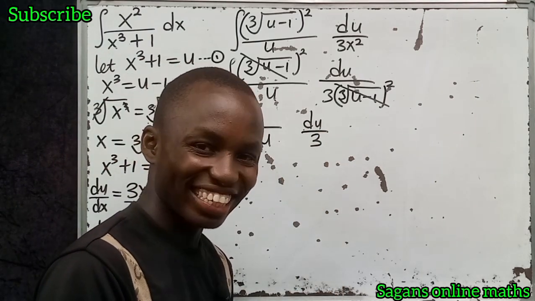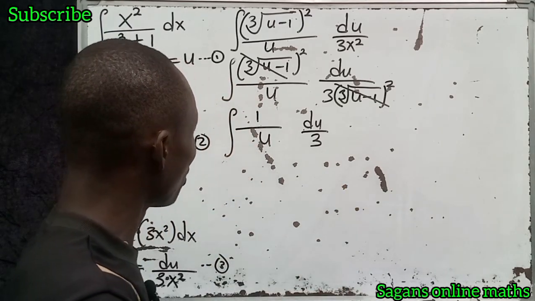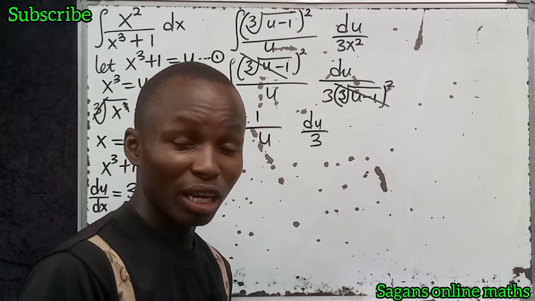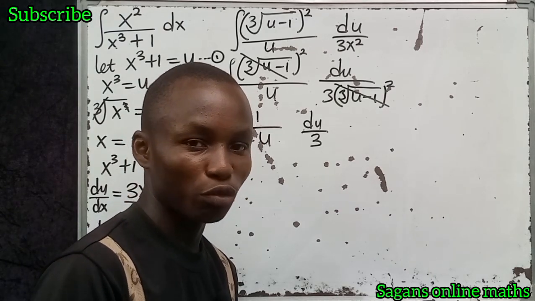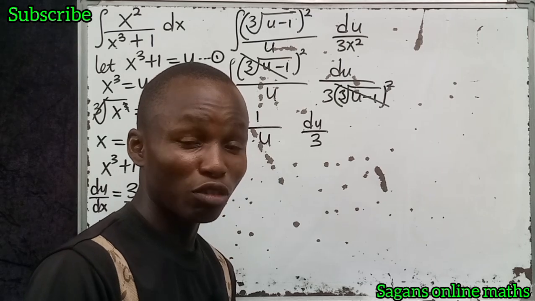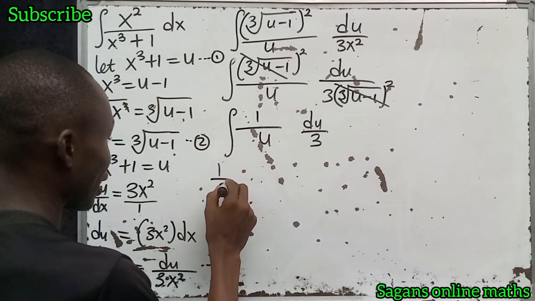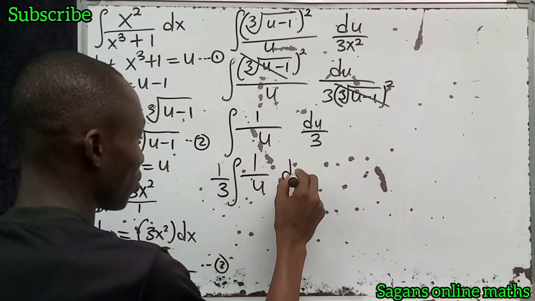Amazing. Wow, I love this. Now, what are we going to do here? Remember that the coefficient of the u is 1 over 3. Let's isolate the coefficient of the u. So if we do that, this is 1 over 3 the integral of 1 divided by u du.